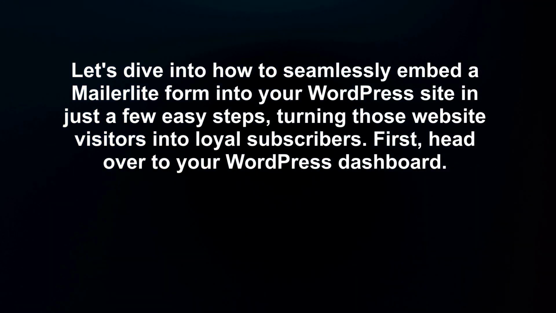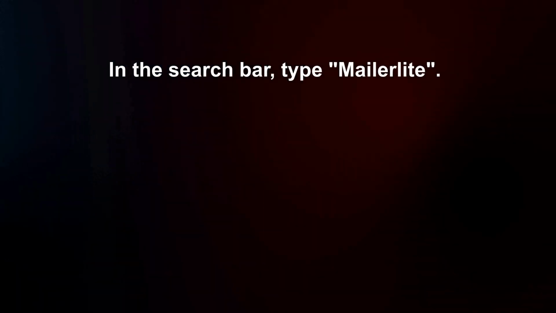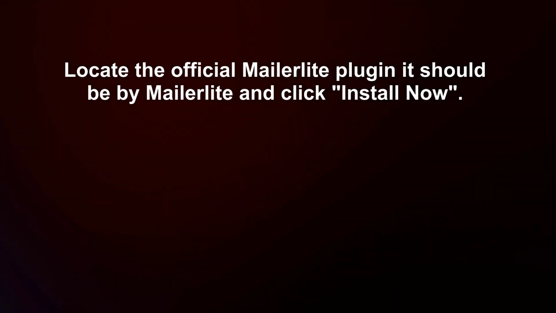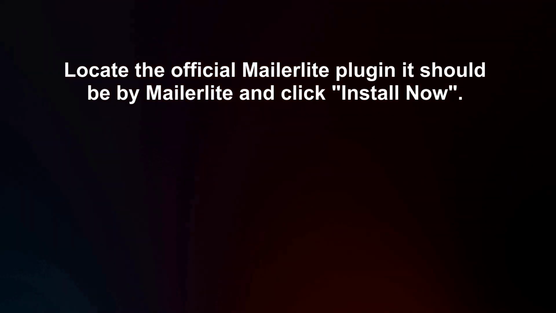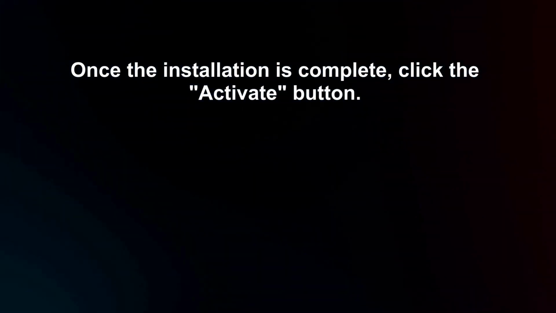First, head over to your WordPress dashboard. Navigate to Plugins and click on Add New. In the search bar, type Mailerlite. Locate the official Mailerlite plugin, it should be by Mailerlite, and click Install Now. Once the installation is complete, click the Activate button.